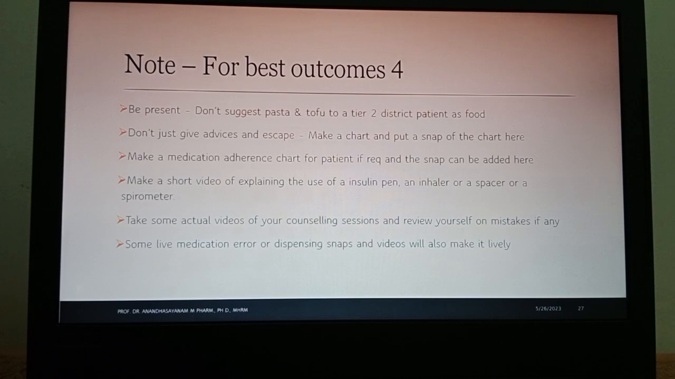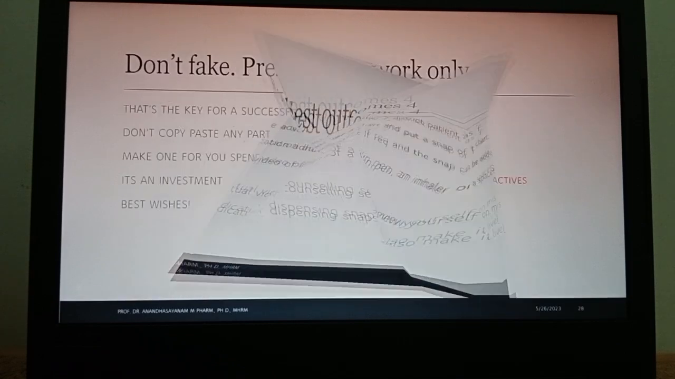Make a short video of you explaining the use of an insulin pen, an inhaler, or a spacer, or a spirometer. Take some actual videos of your counseling sessions and review yourselves on mistakes, if any, and you can post those videos here in the presentation when you are making the presentation. Some live medication error or dispensing snaps and videos will also make it lively, right?